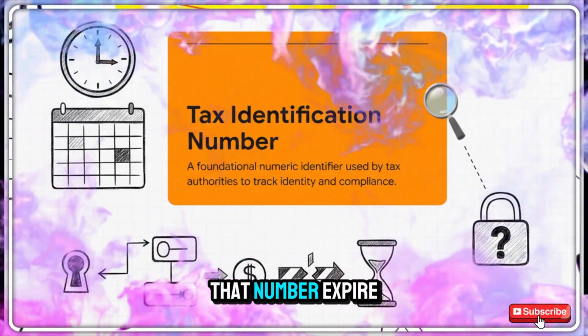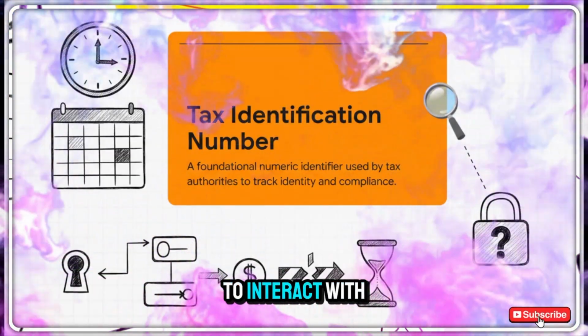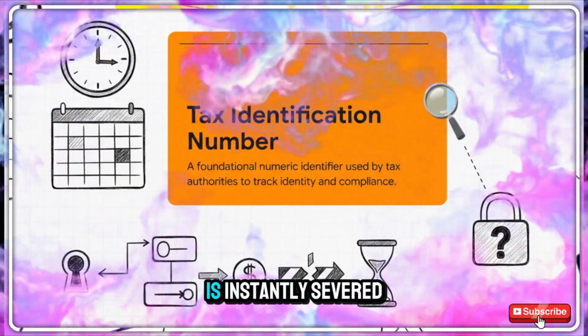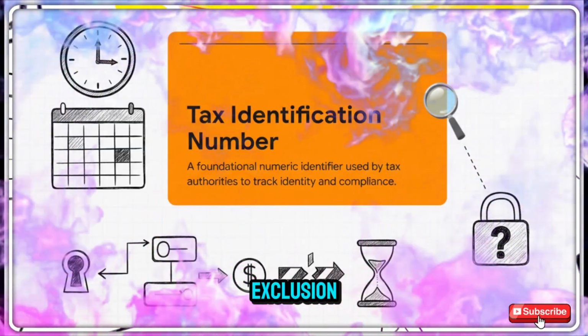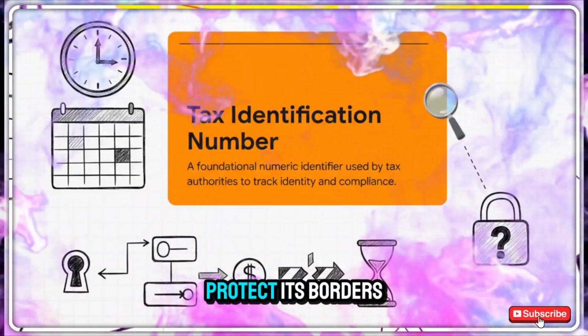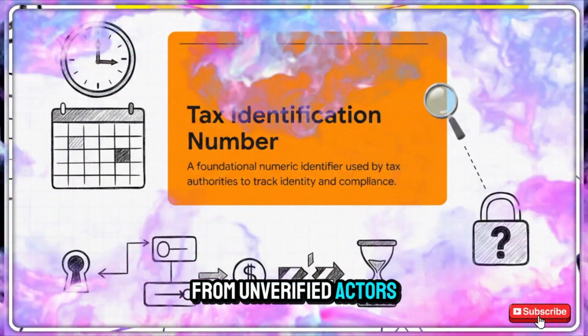If you let that number expire, your legal ability to interact with the financial ecosystem is instantly severed. Why? Because the framework defaults to exclusion. It automatically locks the gates to protect its borders from unverified actors.